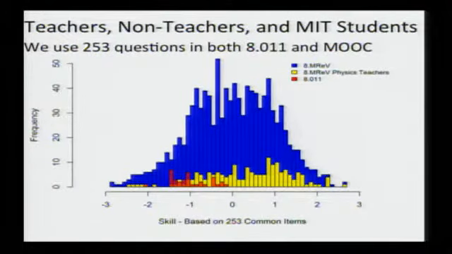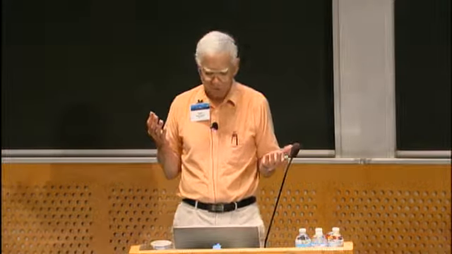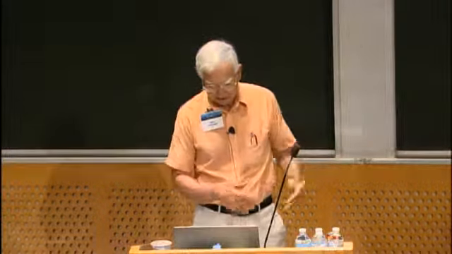And this is actually an interesting figure. The blue is the overall class distribution. The yellow is the physics teachers, and just hopefully your kid is not in one of these guys' classes. And then the red is the MIT students who did about 70%, oh no, sorry, about 250 out of 408 of the same questions. And so you can see their skill is less, and you can see that the distribution is narrower.